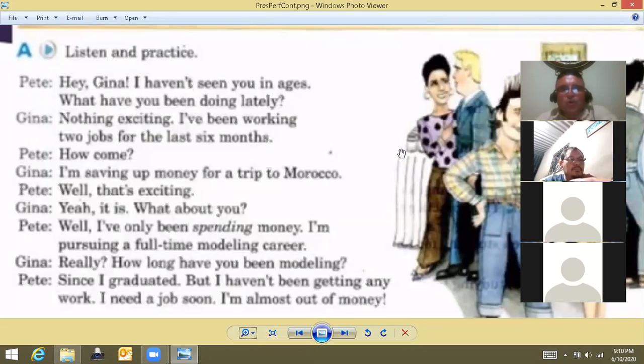Okay. So can you tell me where is the first sentence with the present perfect continuous in the conversation? I haven't seen you in ages. That is present perfect. Okay. And what is the first one with the present perfect continuous?